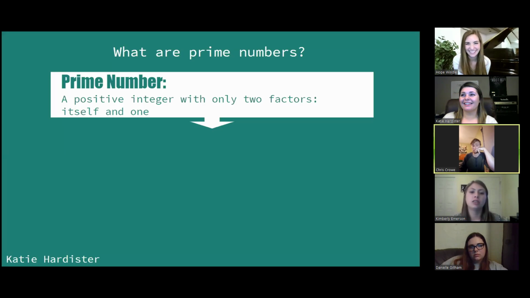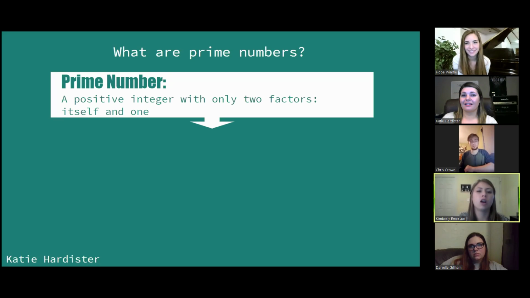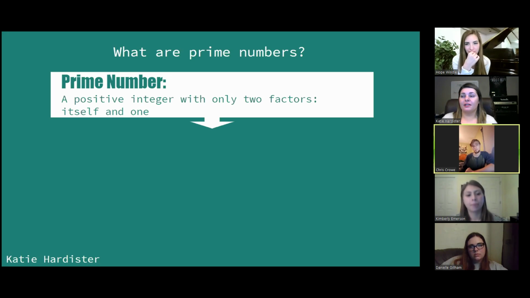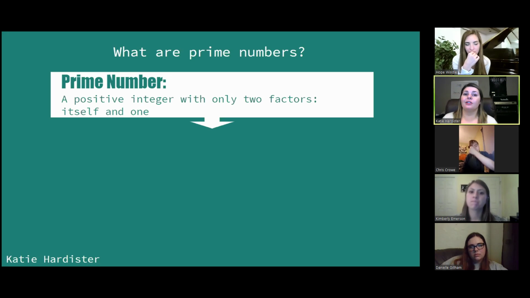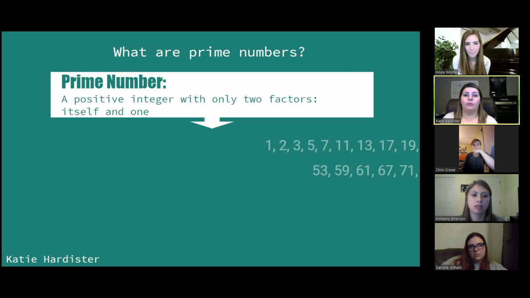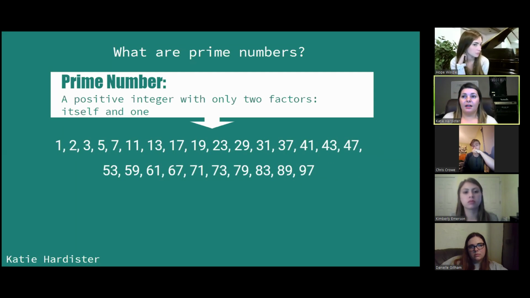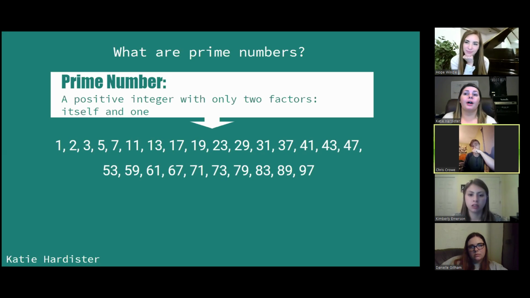So what exactly are prime numbers, Katie? Well, I know that you kind of talked about prime numbers, but just reiterating what you said. A prime number is a positive integer, and I know that you told us before that an integer is just a fancier way of saying number. So, a positive number, if you will, with only two factors, itself and 1. So, going over those, I know that you only did up to maybe 19, so here's just the rest of them through 100.